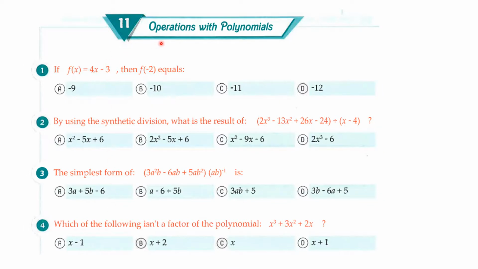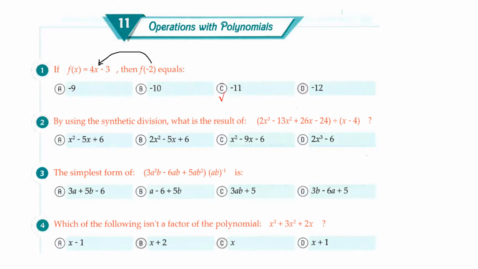This part is about operations and polynomials. The first question says, if f of x equals 4x minus 3, then f of negative 2 equals what? This question should not take half a minute from us. Substitute the negative 2 in the place of x, and you will find the answer is equal to negative 11.